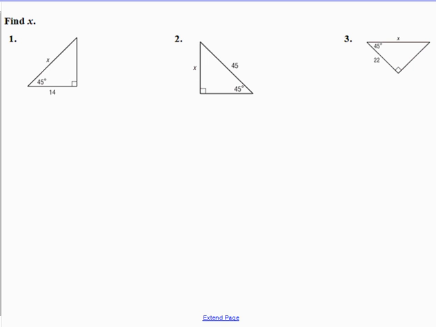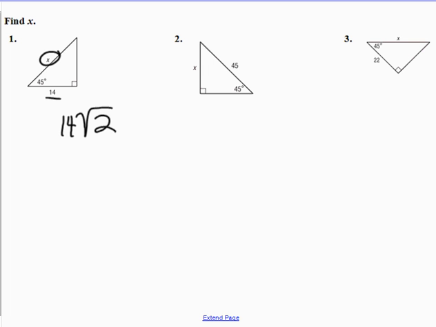So if we look at our examples here, we have 14 on the leg and we have x on the hypotenuse. Well, 14 is on the leg, which means that the hypotenuse is times radical 2. So our answer is 14 radical 2.